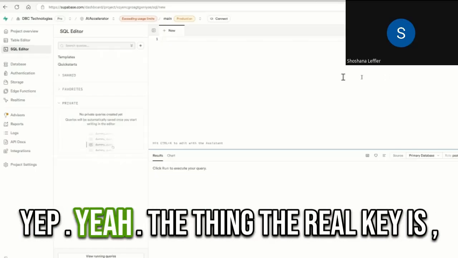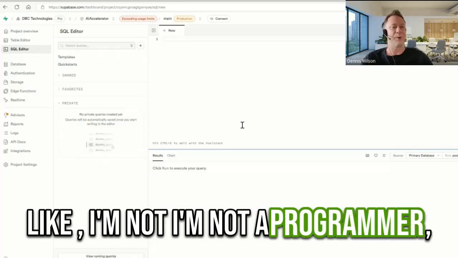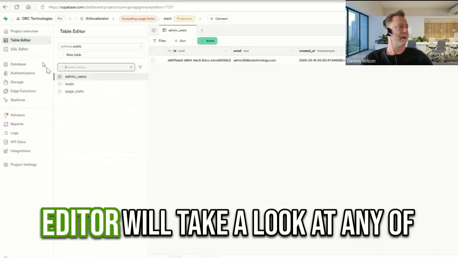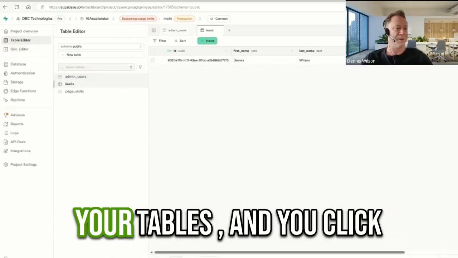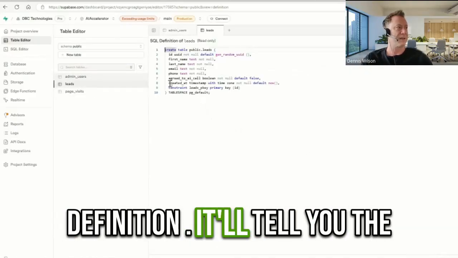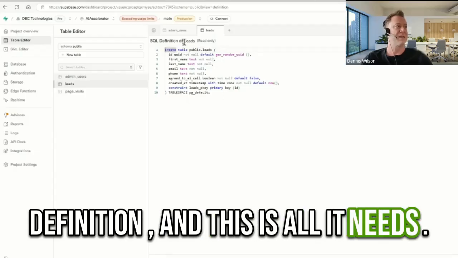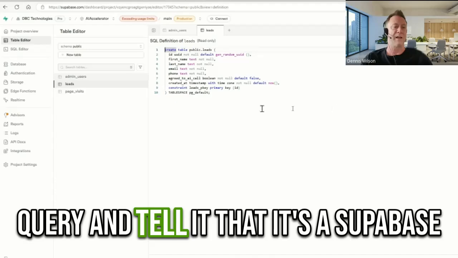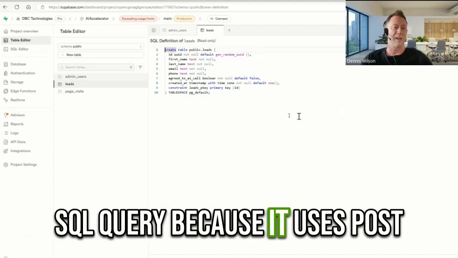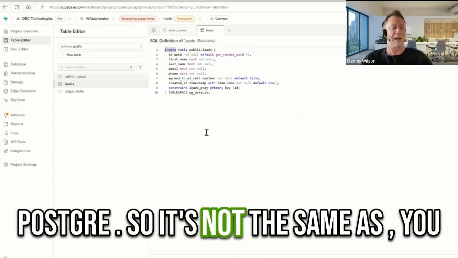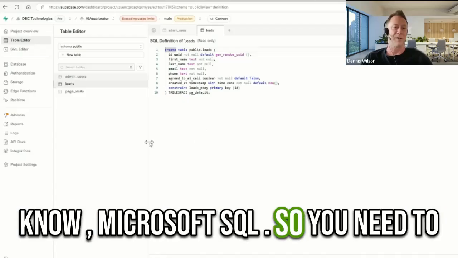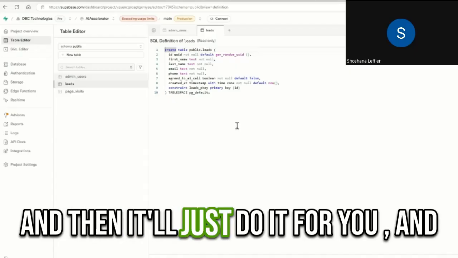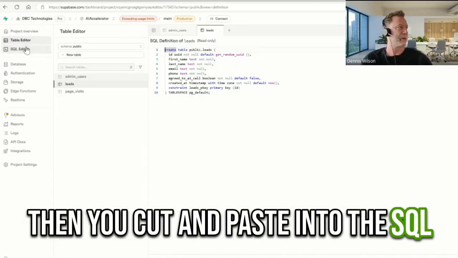Thanks. Yep. The real key is, I'm not a programmer, so I have to find hacks for everything. So the hack is the table editor will take a look at any of your tables, and you click definition, it'll tell you the definition, and this is all it needs. This is all any LLM needs to know how to create you the perfect SQL query, and tell it that it's a Supabase SQL query, because it uses PostgreSQL. So it's not the same as, you know, Microsoft SQL. You need to tell it that you're using Supabase, so it knows what SQL to write for you. And then it'll just do it for you. Then you cut and paste into the SQL editor, and away you go.